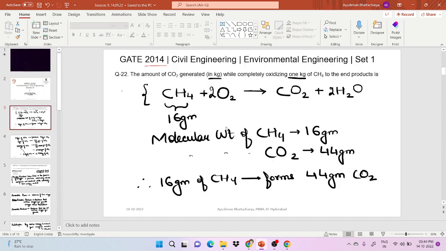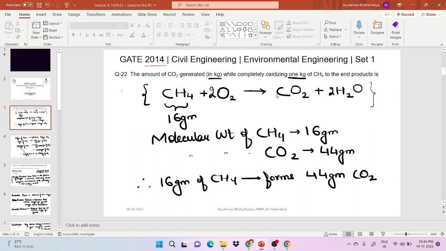So basically, we started with this question where we have to calculate the amount of CO2 generated while oxidizing 1 kg of CH4 to the end product. In this type of question, we should know the chemical reaction involved. So CH4 upon oxidizing produces CO2 and H2O. Based on the mass balance, we came to know that 1 mole of CH4 after oxidation will produce 1 mole of carbon dioxide.